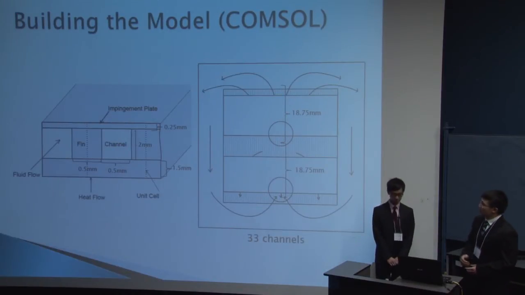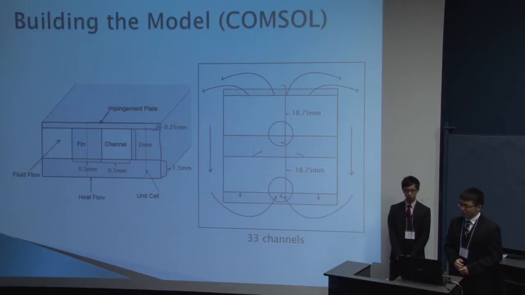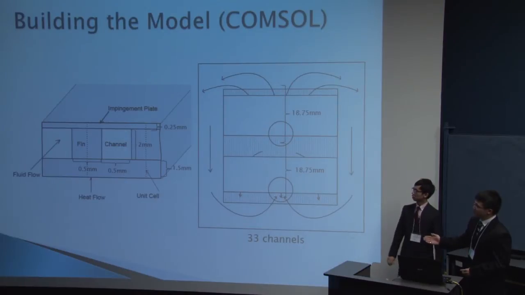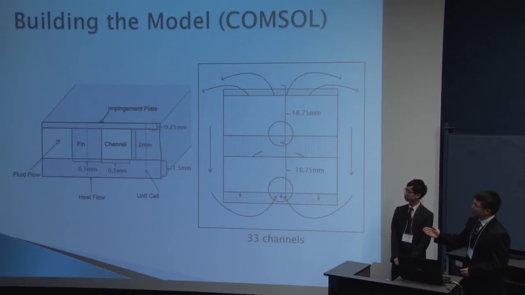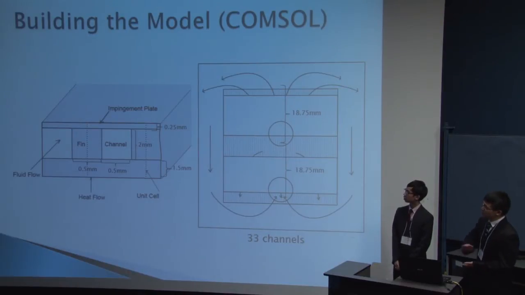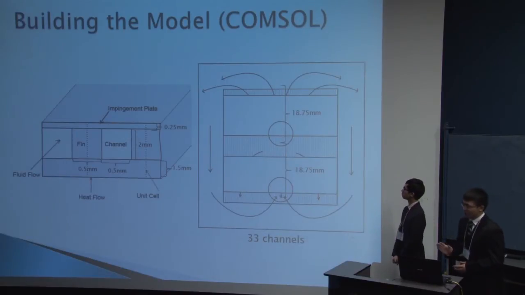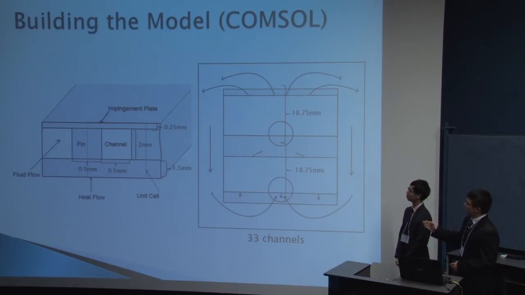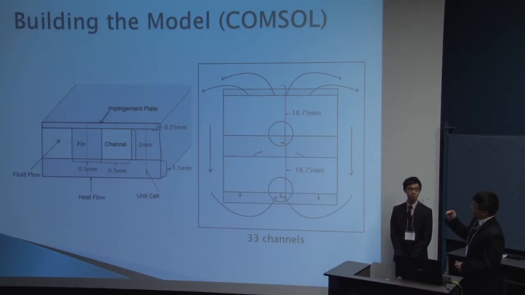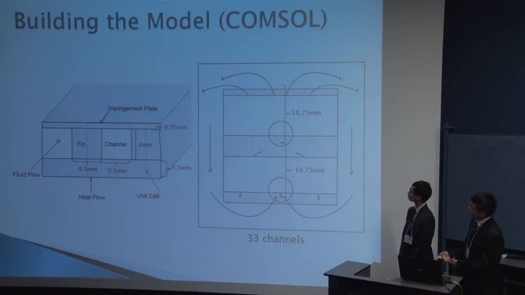In both these diagrams here, it's a diagram of our CPU cooling block. On the left, we see that on the bottom we have the base plate, which comes in direct contact with the CPU. Above that we have fins, which form channels between the fins. The fins are approximately 2 millimeters in height. And above that we have an impingement plate, which completely encloses the channels which the nanofluid flows through. On the right, we have a top view of our CPU cooling block. The top circle is the inlet, and the bottom circle is the outlet.